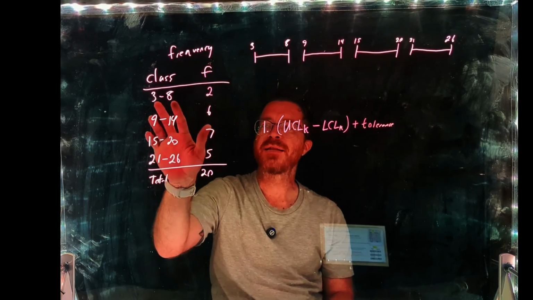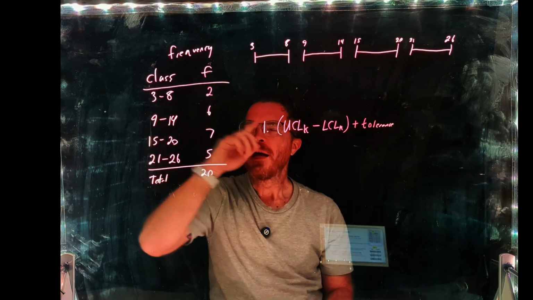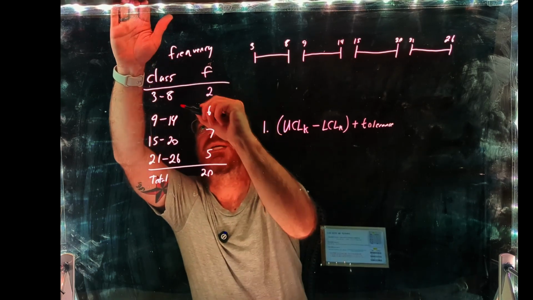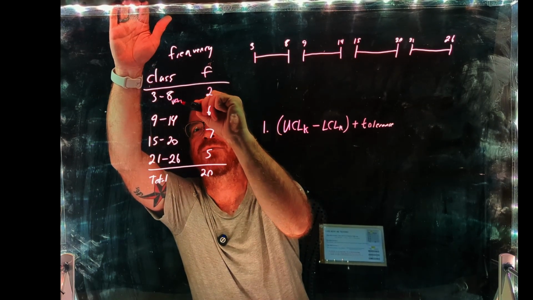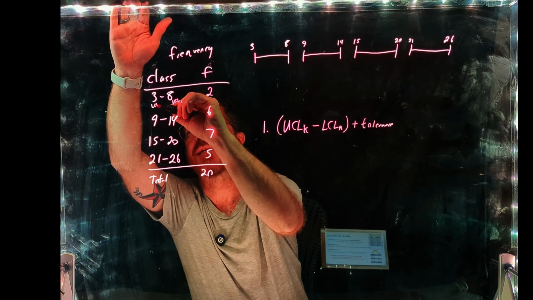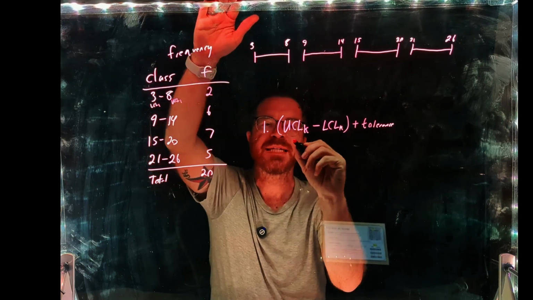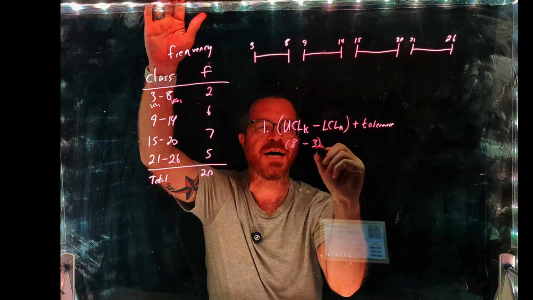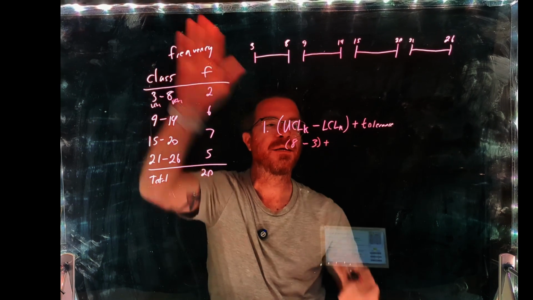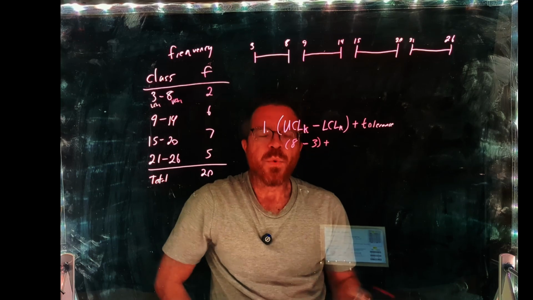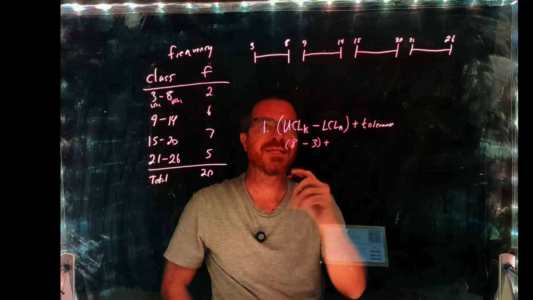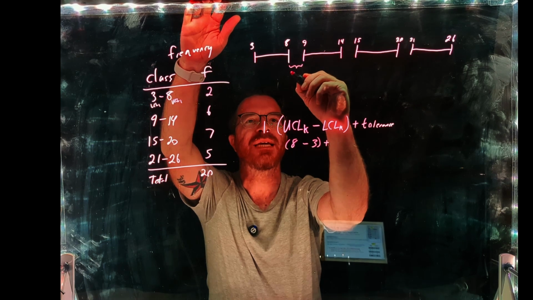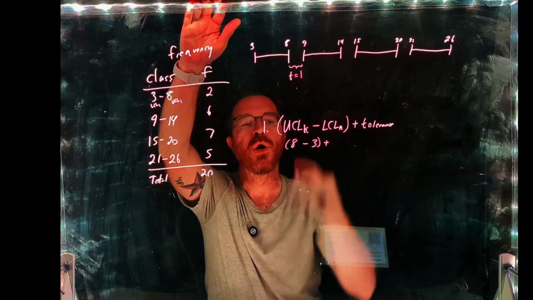So let's say that we take this interval right here, 8 and 3. Our upper class limit is just the right number of our interval. So this would be the upper class limit for group 1, and this would be the lower class limit for group 1. So in this case, it would be 8 minus 3, which would give us 5, plus our tolerance. Now, what is tolerance? Tolerance is just the distance from one interval to another. So in this case, our tolerance T is equal to 1.